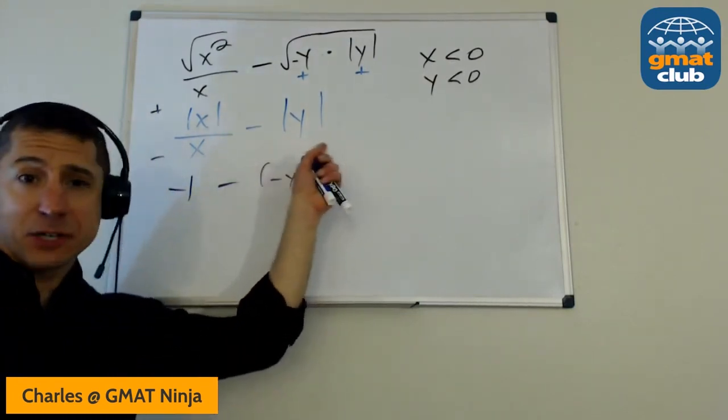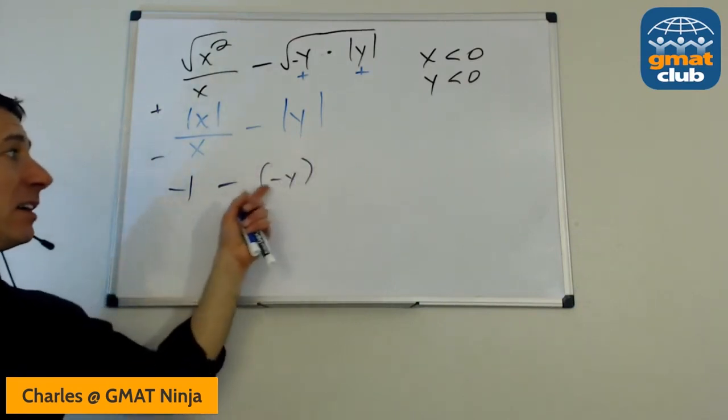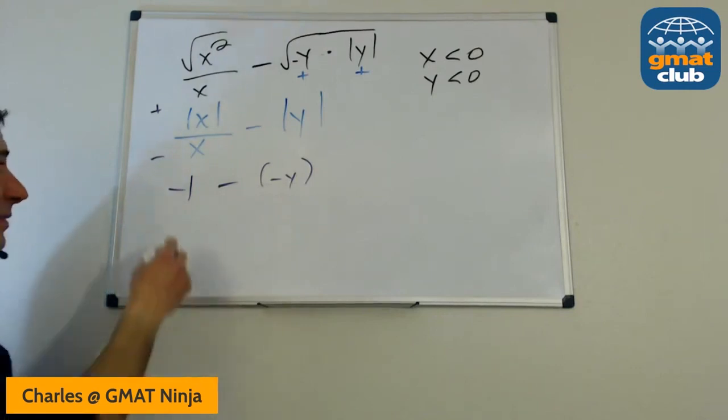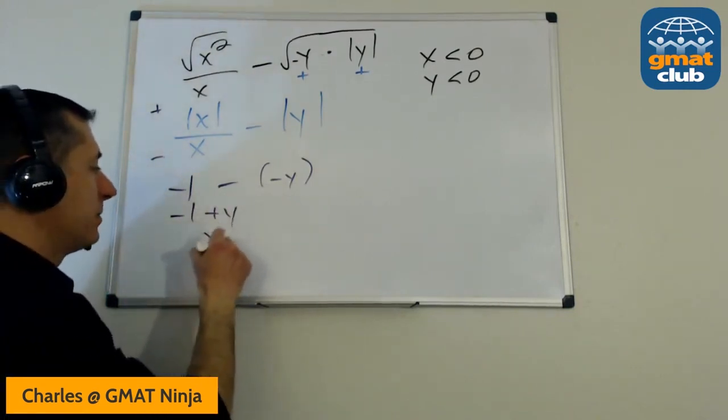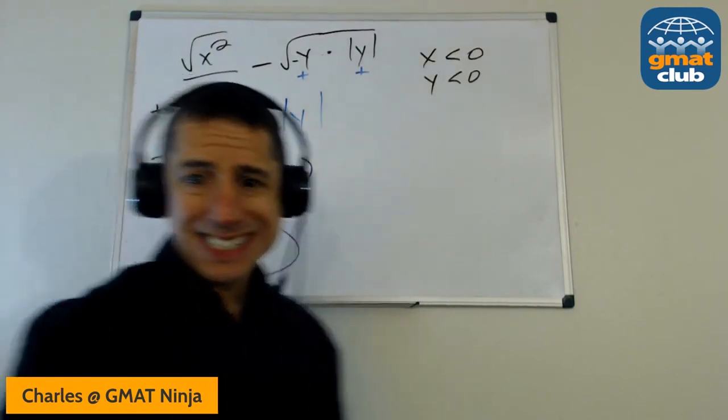Positive number, positive version of y, positive version of y. And now we're there. Those negatives are going to turn into a positive. Minus 1 plus y, y minus 1. And that's our answer. Answer is D.